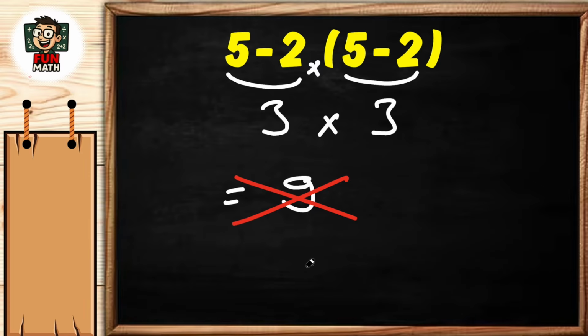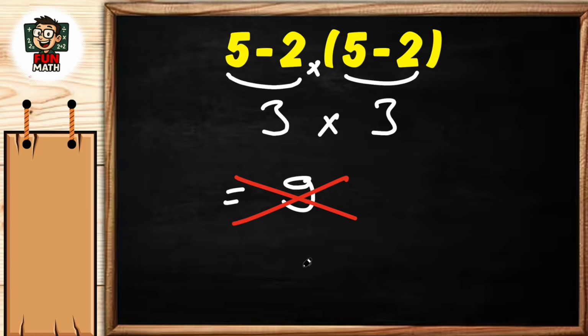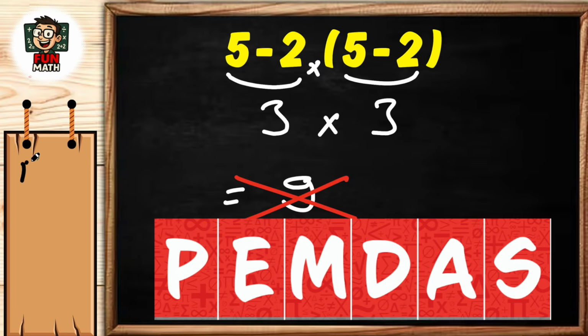Because we didn't pay attention to the order of operations. We code the order of operations as PEMDAS. P stands for parentheses, E stands for exponent, M stands for multiplication, D stands for division, A stands for addition, S stands for subtraction.